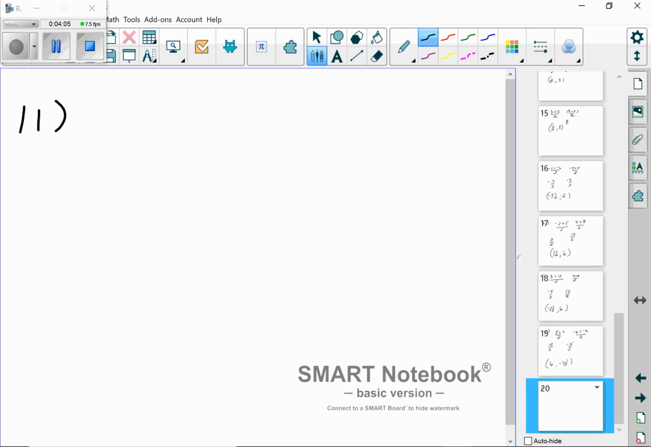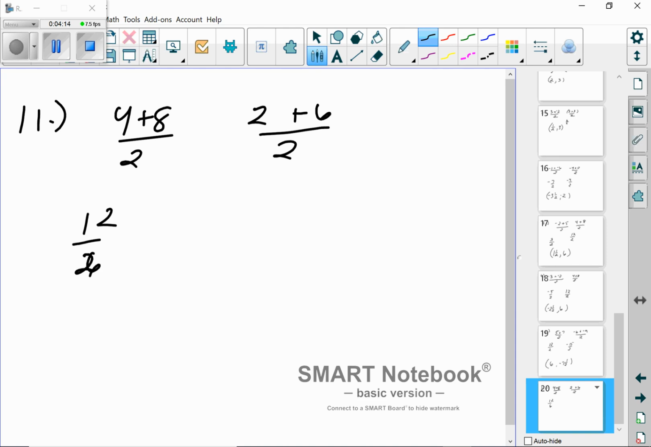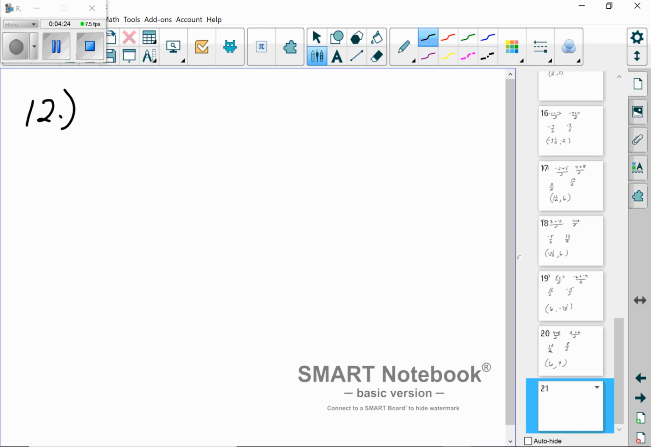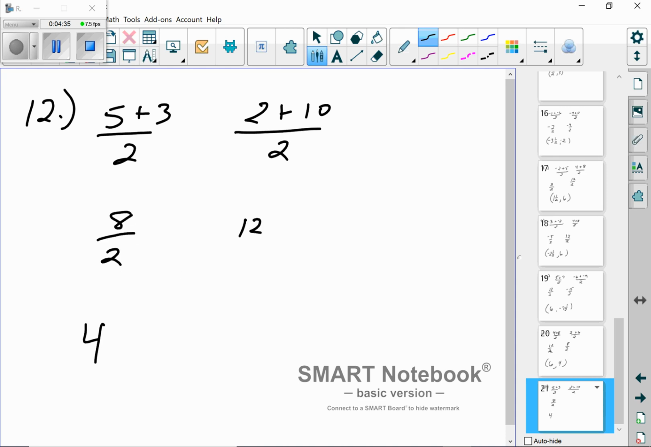Number 11, (4 plus 8) over 2 and (2 plus 6) over 2. 12 over 2 makes 6. Sorry, that's a 2. 6, and 8 over 2 makes 4. 6 and 4. Pretty easy problems here. I'm very likely to make mistakes when they're this easy. Number 12, (5 plus 3) over 2 and (2 plus 10) over 2. 8 over 2 makes 4, 12 over 2 makes 6. 4 and 6 is the midpoint.